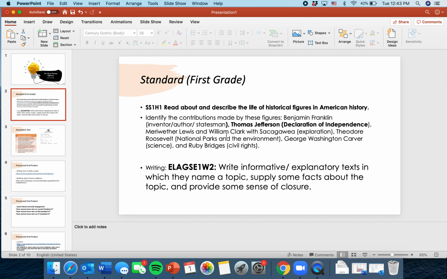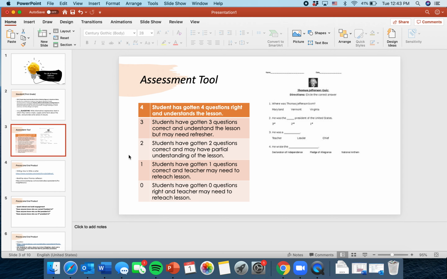I also chose to do writing, where students in this lesson are going to write a letter to maybe a neighbor or a friend about what they know about Thomas Jefferson. So they'll write an informative text in which they name a topic, which is Thomas Jefferson, and supply some facts about the life of Thomas Jefferson. And right here is my assessment tool.